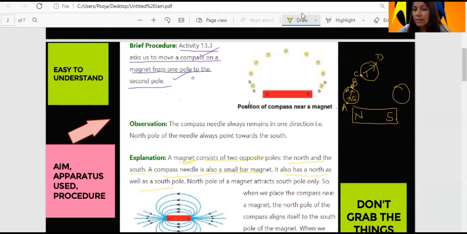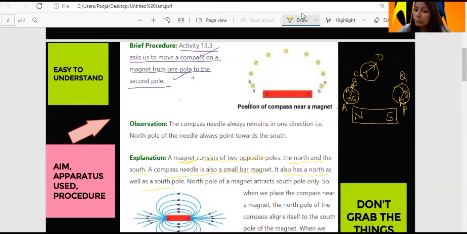So when we repeat it and come to the last position, what happened? The north pole of the compass is towards the south pole of the bar magnet, and the south pole of the compass needle is away from the bar magnet, because the south pole of the bar magnet and the south pole of the compass needle always repel each other. Now we will mark these points as P and Q.